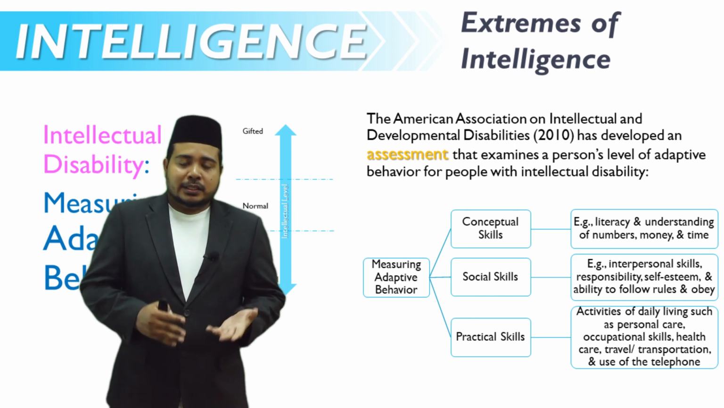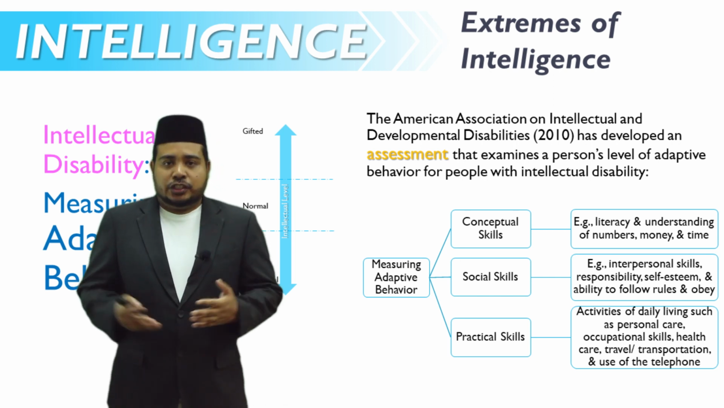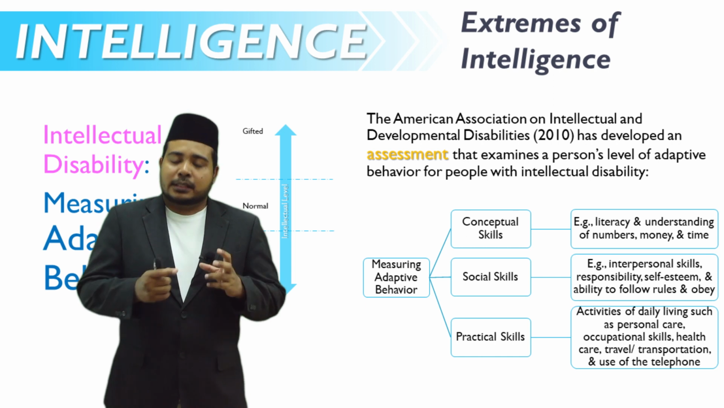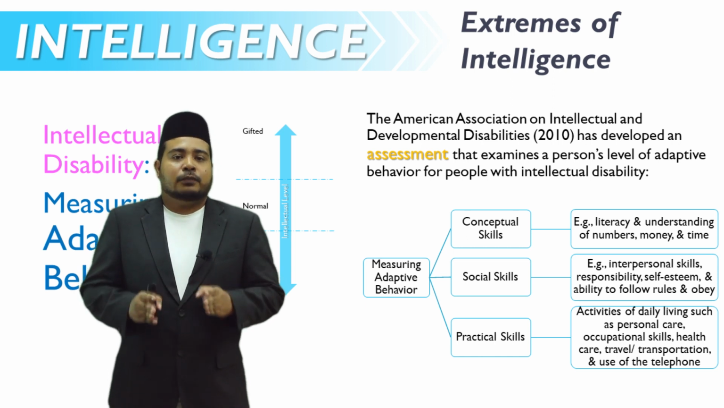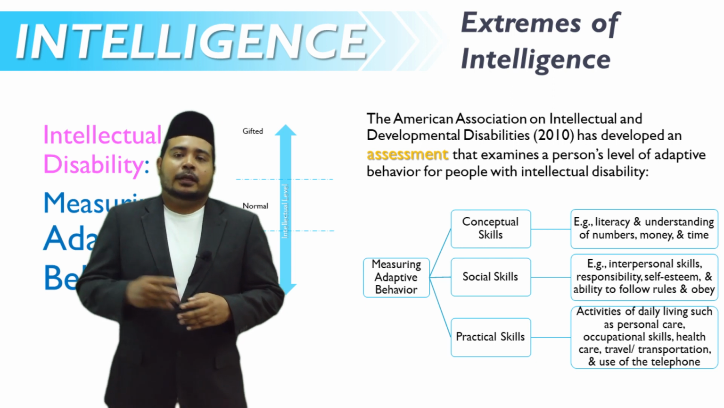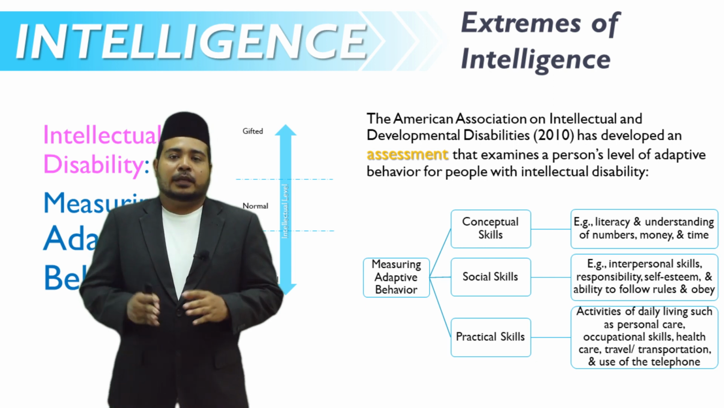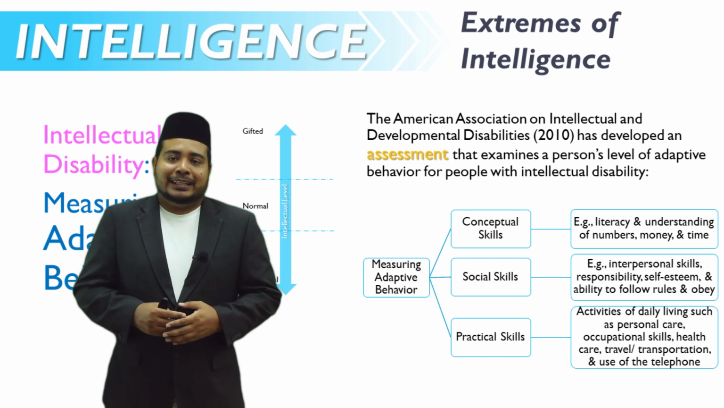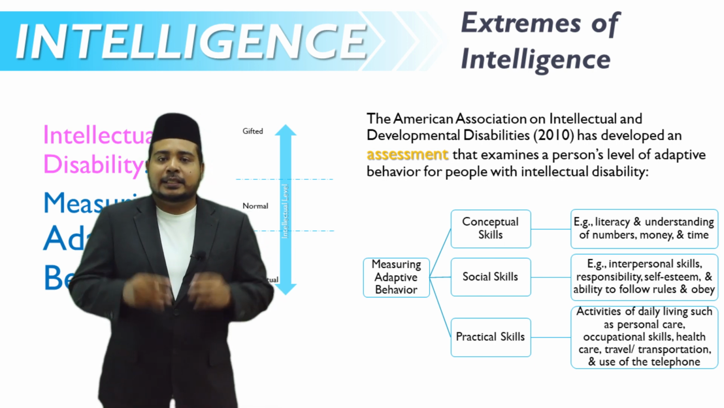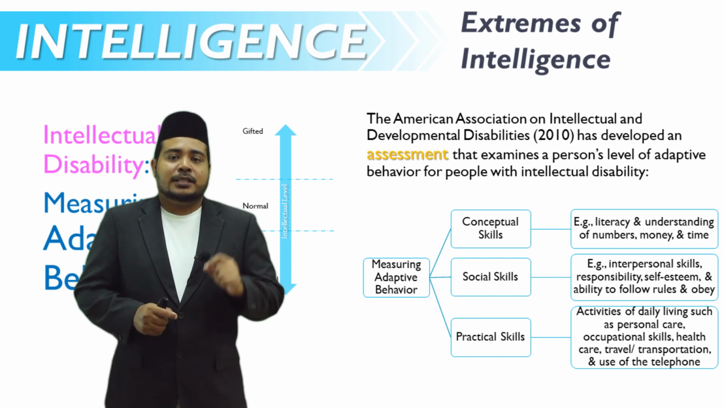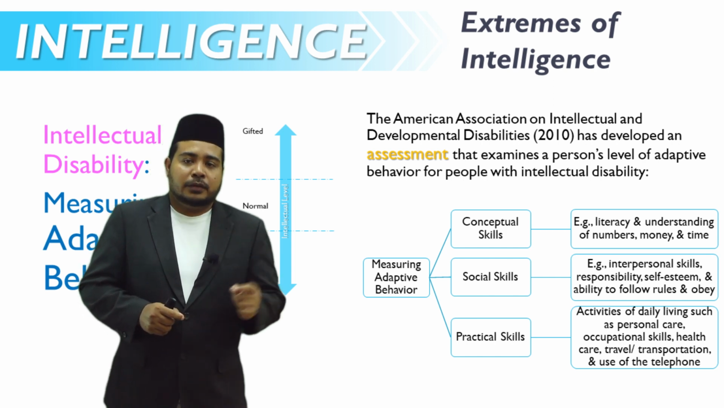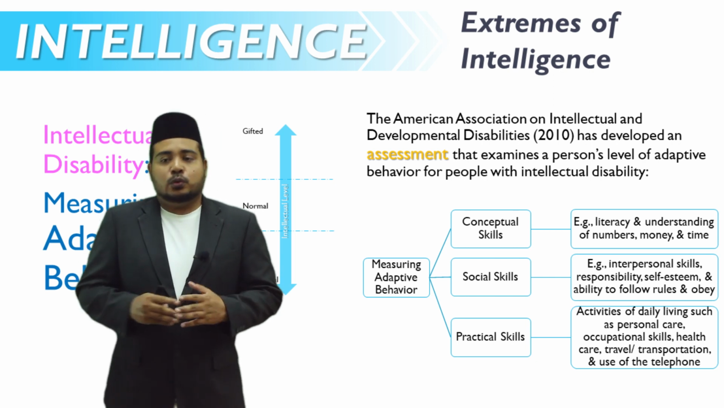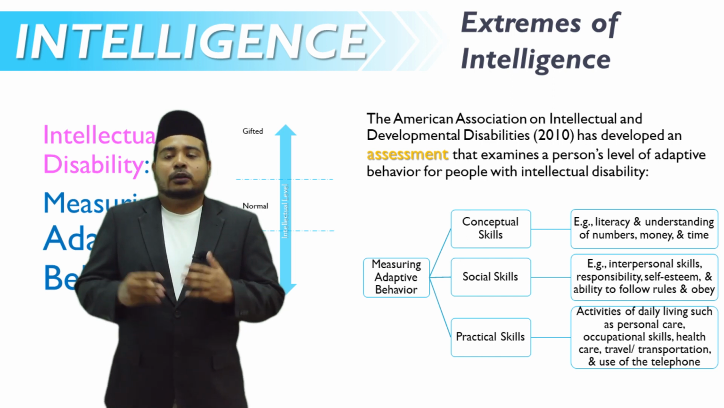There is a special interest addressed towards people who demonstrate or inherit intellectual disability. And in fact, developmental psychologists, teachers, educators, they develop special tests, a sort of intelligence test, but specifically for people who have intellectual disability. Okay, we are going to look at this from measuring the adaptive behavior among people who have intellectual disability. The American Association on Intellectual and Developmental Disabilities has developed an assessment that examines a person's level of adaptive behavior. So we use this test to look at whether they can adapt to normal life or not.